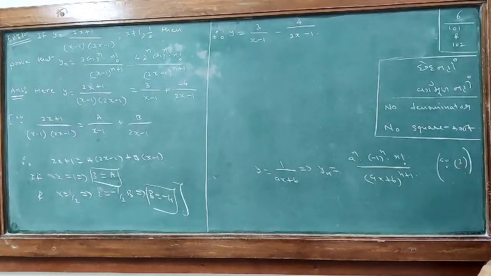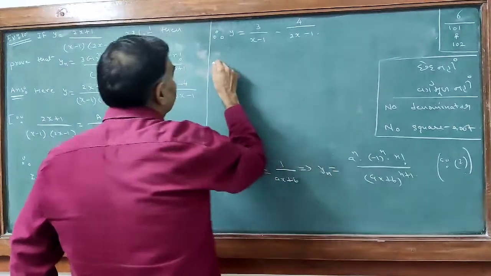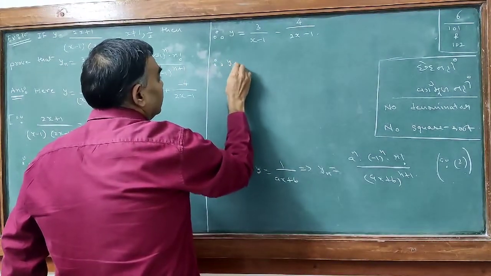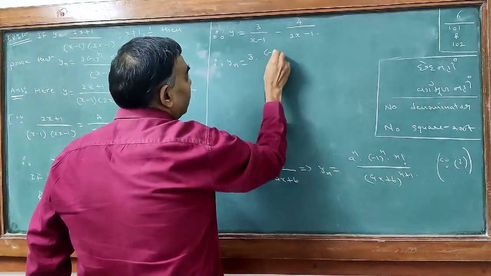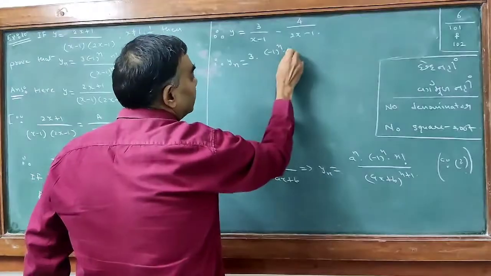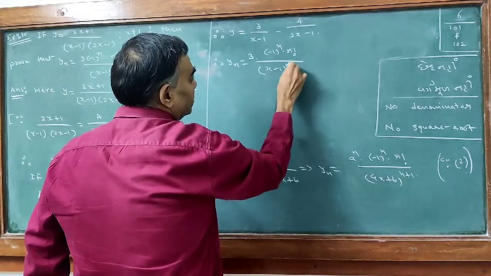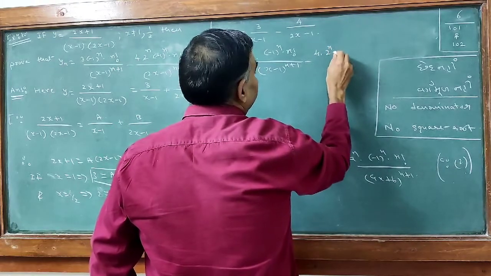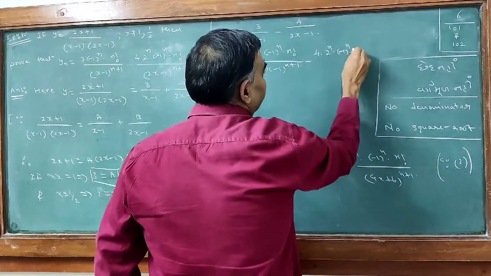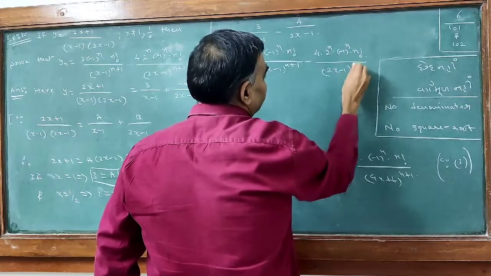Now put this value here and therefore yn equal to 3 minus 1 raised to n, n factorial, upon x minus 1 raised to n plus 1, minus 4 into 2 raised to n, minus 1 raised to n, n factorial, upon 2x minus 1 raised to n plus 1.